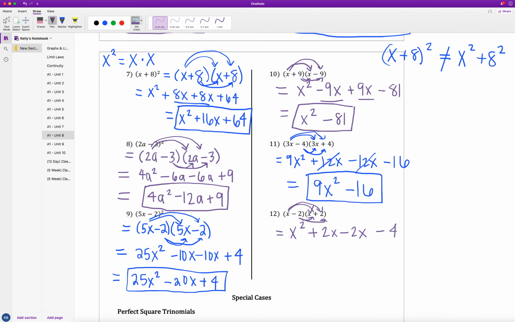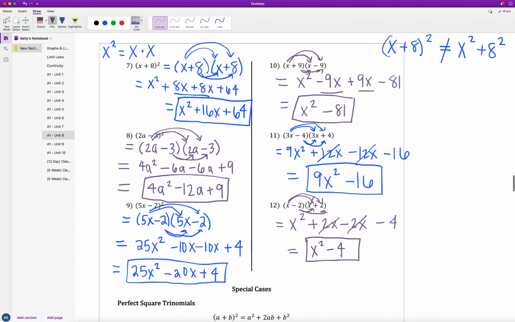Again, our middle terms ended up canceling out, so plus 2x and negative 2x gives us just 0 x's, so I end up with x squared minus 4. So on this second page of examples, we can tell that examples 7 through 9 are all very similar because there's a binomial to the second power, and examples 10 through 12 were almost identical, but one was positive and one was negative.